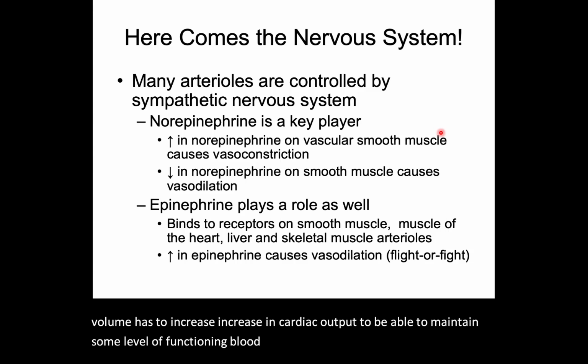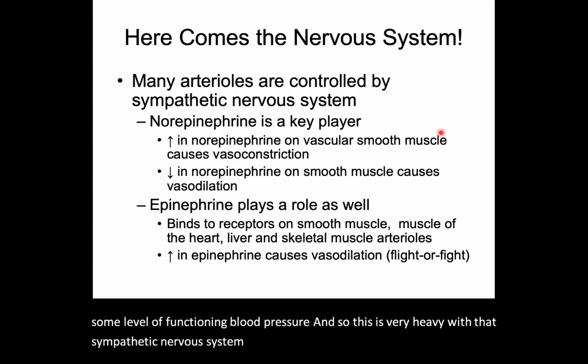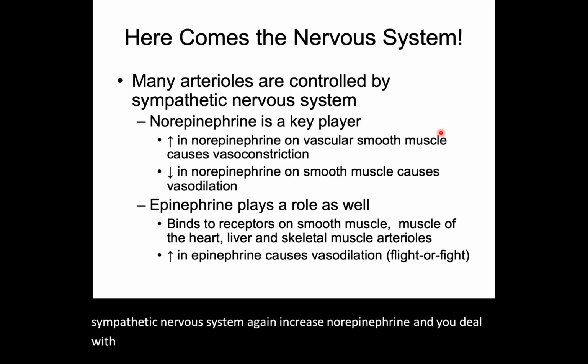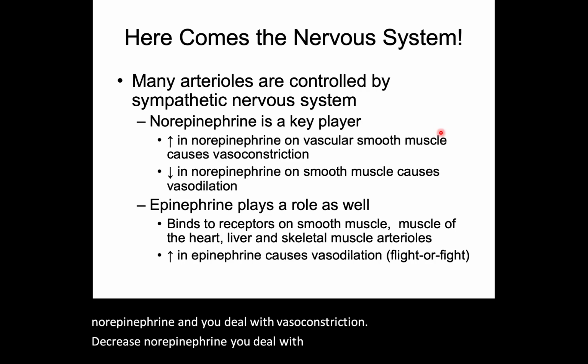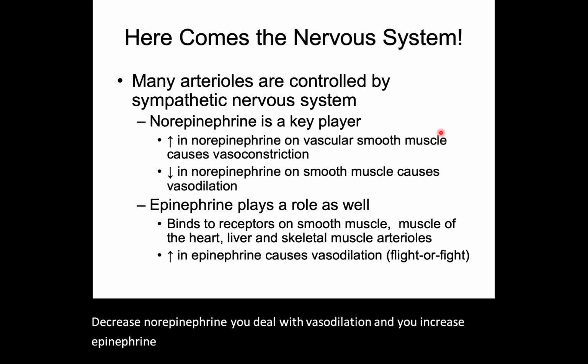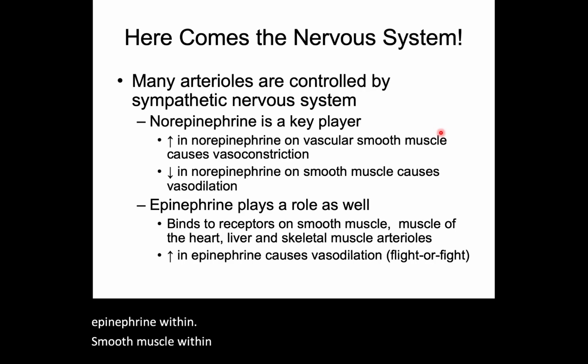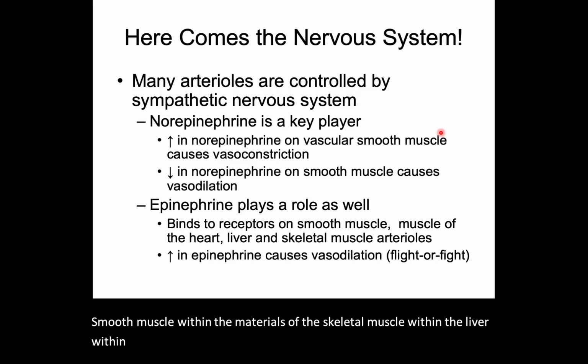And so this is very heavy with that sympathetic nervous system. Again, increase norepinephrine and you deal with vasoconstriction. Decrease norepinephrine, you deal with vasodilation. And you increase epinephrine within smooth muscle, within the arterioles of the skeletal muscle, within the liver, within the heart, and you're going to deal with an increase in function and activity.